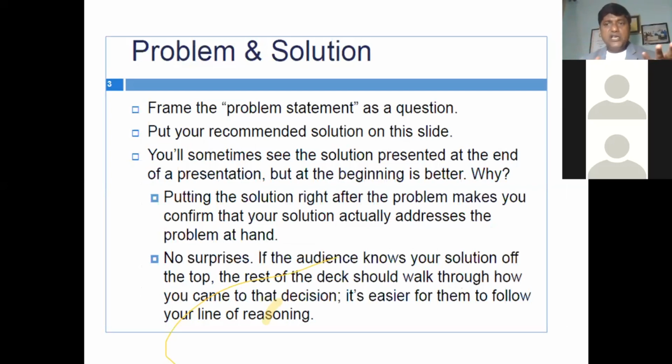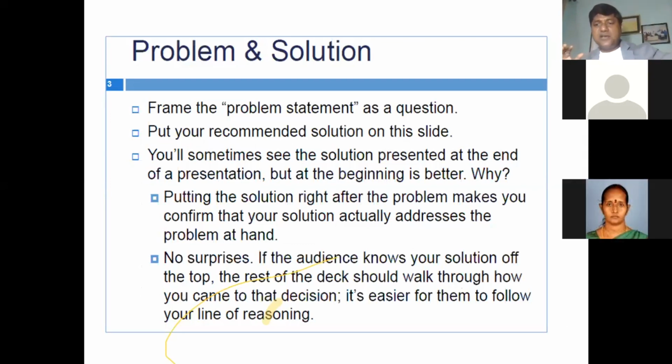But in general, in an open-ended case, we can write down the problem statements, right? At the same time, in the form of a question, and we can put the solution just beside that at the end, so that immediately, if anybody looks at it, these are the problems, these are the solutions. Okay.